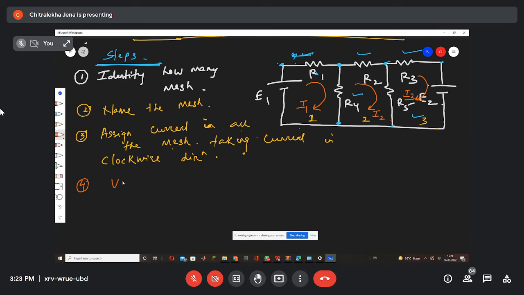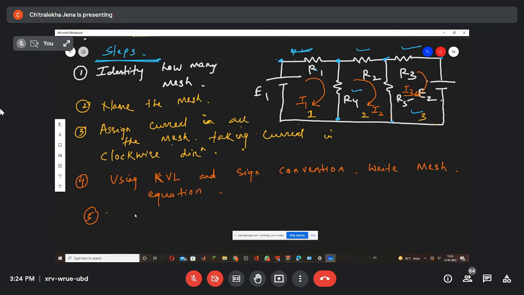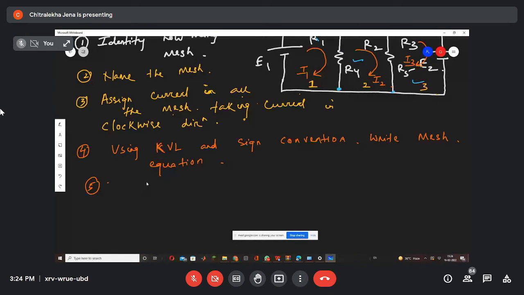Fourth step is using Kirchhoff's voltage law and sign convention. I have told you the sign convention. You know Kirchhoff's voltage law. Using KVL and sign convention, write mesh equations. There are three meshes, so you have to write three equations. Okay, this is your fourth step: use Kirchhoff's voltage law with the sign convention and write the mesh equations.